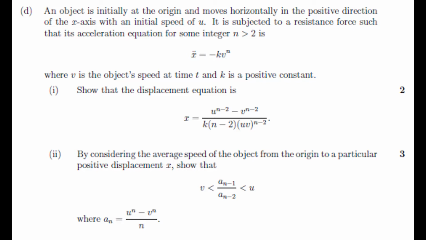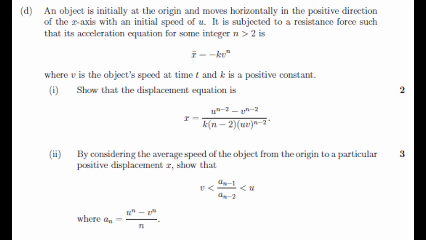Part 1 says show that the displacement equation is x equals u to the n minus 2 minus v to the n minus 2, all divided by k times n minus 2 times u v to the n minus 2. Now the student didn't have any trouble with this, but I will work through it anyway because the technique we use does help us with part 2.